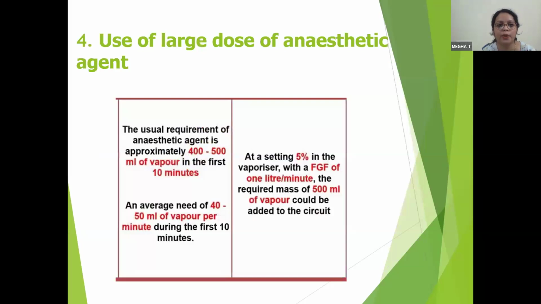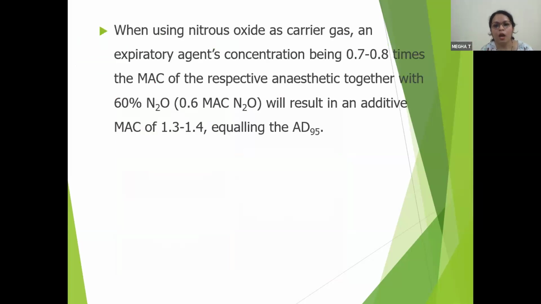The last method would be to use a larger dose of anesthetic agent. Here, a large amount of anesthetic agent is used. In the initial 10 minutes, the flow is kept low, but the percentage of the fresh volatile anesthetic is high. So after 10 minutes, you are supposed to decrease the concentration of volatile anesthetic. But usually what we do is a larger flow for a shorter time. That is what we do.